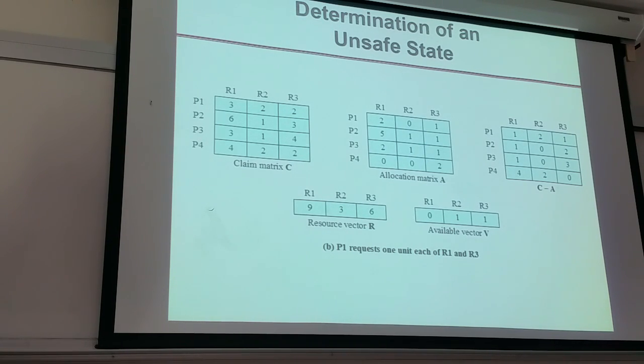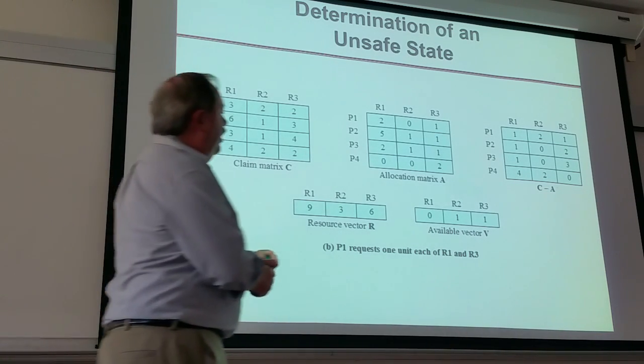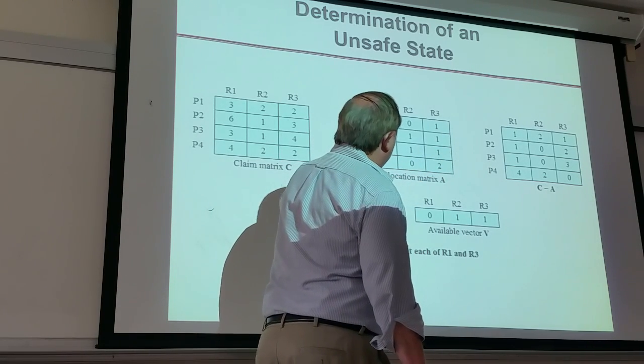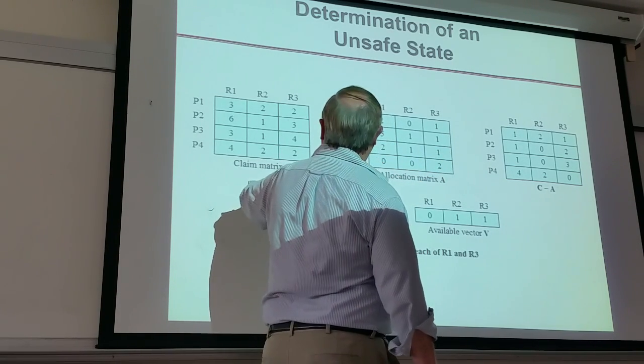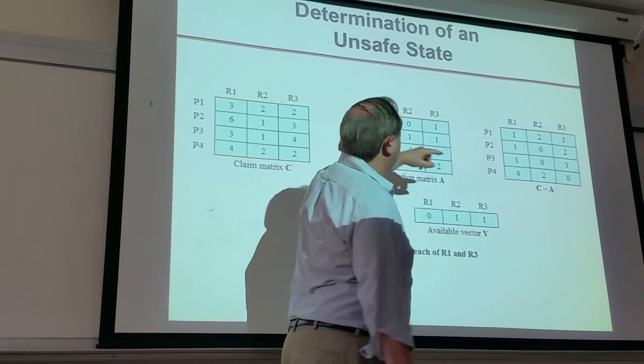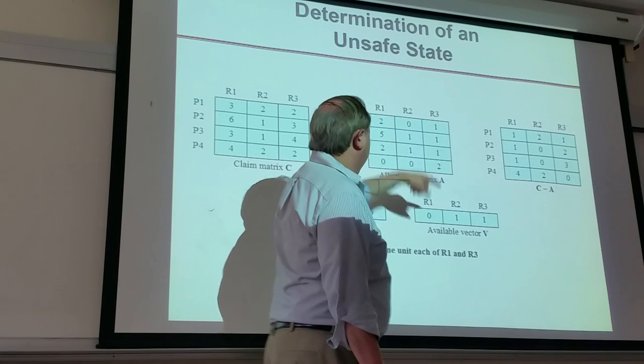What happened here? P1 requests. Oh, so now we're going to do an incremental. Sorry, I got ahead of myself. I was going to run down to completion, but this is an incremental request. So P1 in this scenario wants one each of R1 and R3. Okay, so R1, R3, P1, that's within its claim matrix.